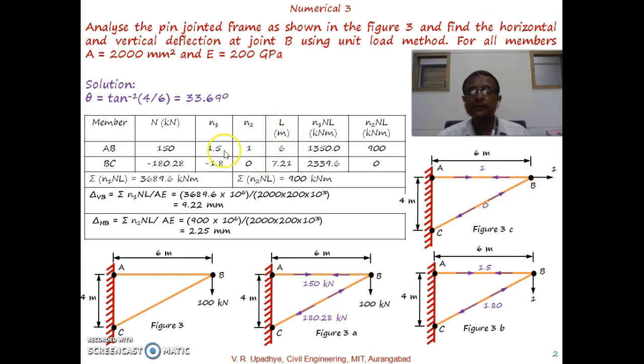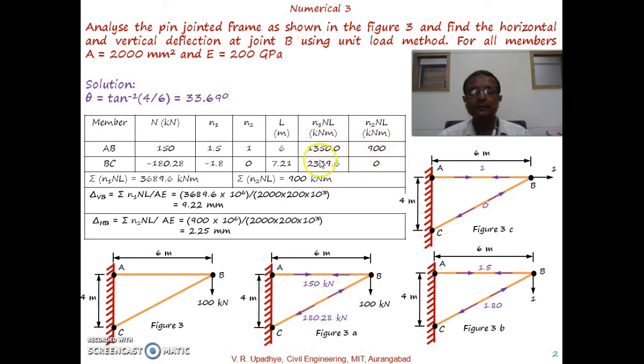In the next column, the length of each member is written. For AB it is 6 meter, and for BC it is 7.21 meter, as it is calculated from this. This AB is 6 and this AC is 4 meter, so BC length becomes 7.21. And then we will be calculating these multiplications, small n1, capital N, L. So those calculations are like this, and similarly small n2, capital N and L. That calculation gives us this column.